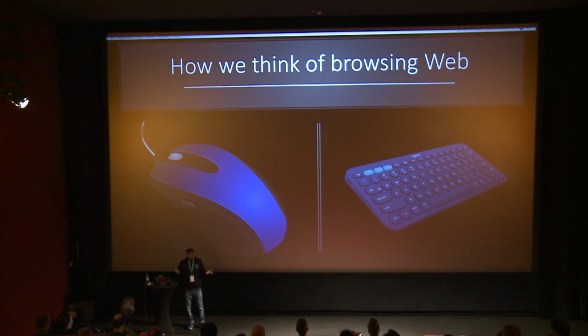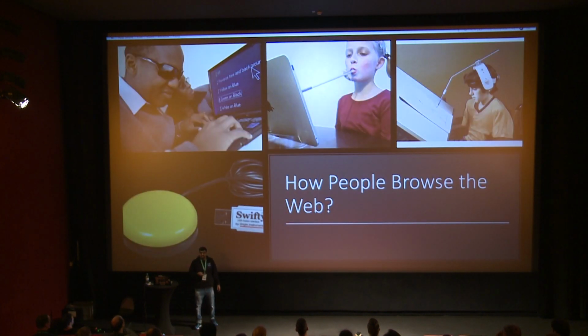So how do we as developers think our users are using the web? Only mouse and keyboard, right? We think that whoever is coming to our website is maybe using a mouse or a keyboard. But the reality is, a lot of people, these 217 million people, use screen readers, switches, headbands, mouse sticks, and a lot of other devices to access the same content which you are making.